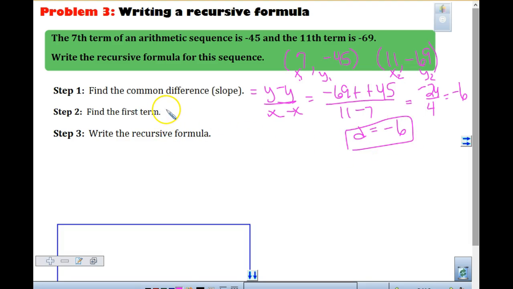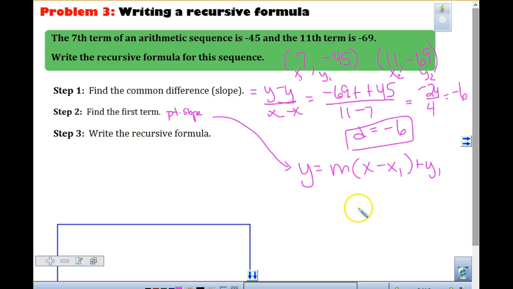So now we want to find the first term. Ooh, you want to be thinking point slope. So we're going back to the beginning of our unit. So point slope, Jack, what does general point slope form look like? y equals what? m, that's slope intercept. Oh, point slope. y equals m times x minus x1, plus y1. Okay, so Lizzie, which point do you want to use? The 7, negative 45, or the 11, negative 69? It doesn't matter, we just got to choose one. 7 and negative 45.